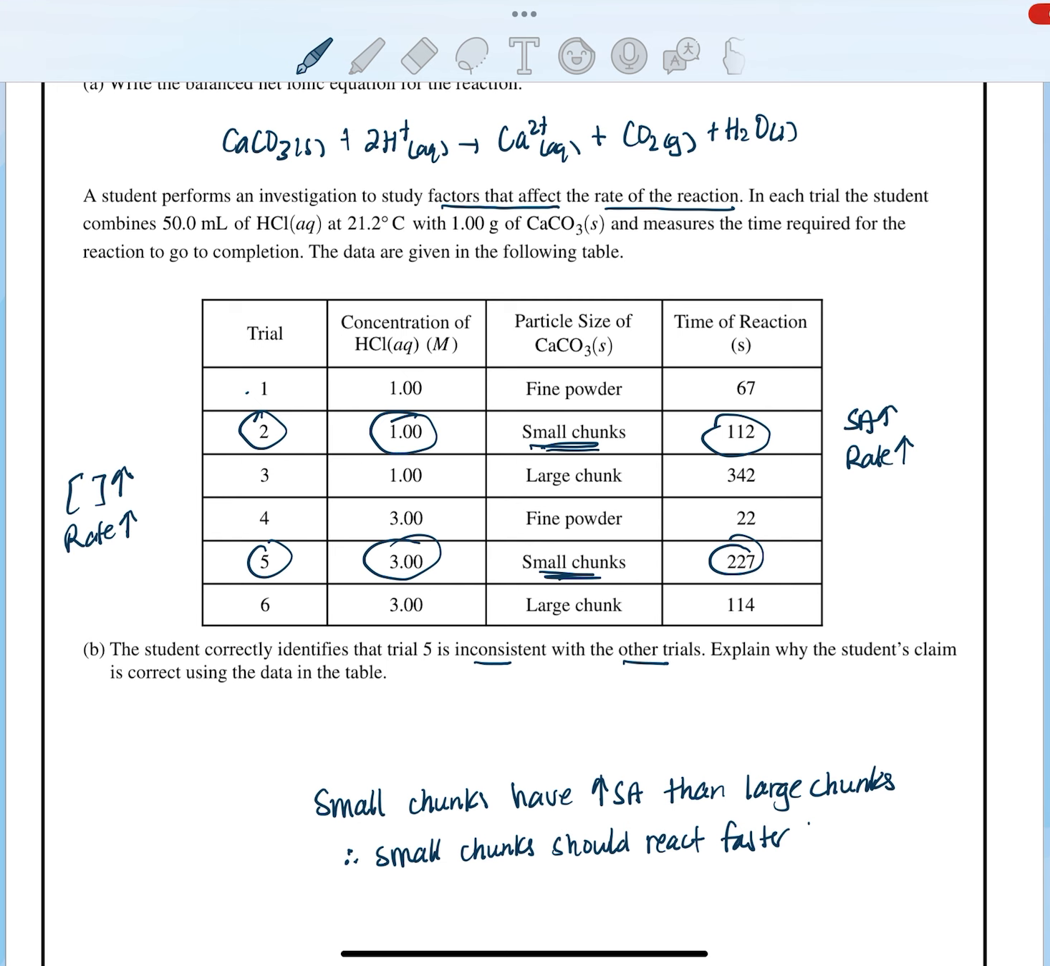The 3 moles per liter should be faster because it's more concentrated. So there's more molecules of HCl available to collide with the other reactant, calcium carbonate. So again, this should be a smaller number or a faster reaction time compared to the lower concentration. So you can either talk about here the chunks, small chunk versus large chunk, or you can talk about the concentration and why that result is not expected.